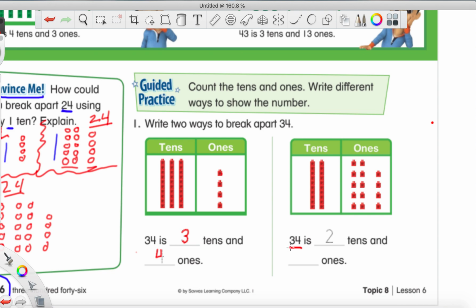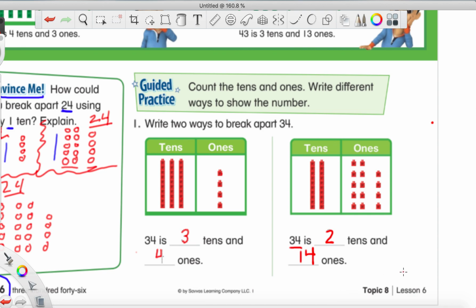Alright, if you're not done, pause the video, okay, and take your time with this. If you are done, we're going to go check this out. So, they're saying, how many tens do we have in this picture up here? Well, 1, 2, and that's where they got this number 2. And then they're asking, how many ones do we have now since we broke apart one of these tens? Well, let's count them. 1, 2, 3, 4, 5, 6, 7, 8, 9, 10, 11, 12, 13, 14. So now we have 14 ones.